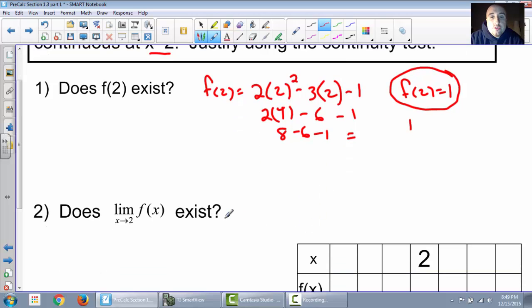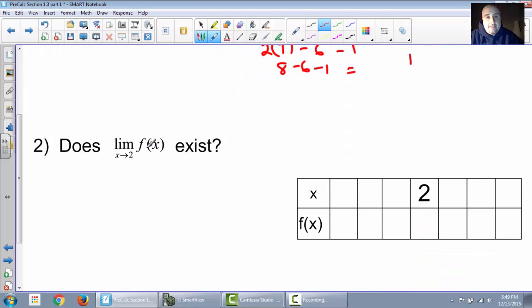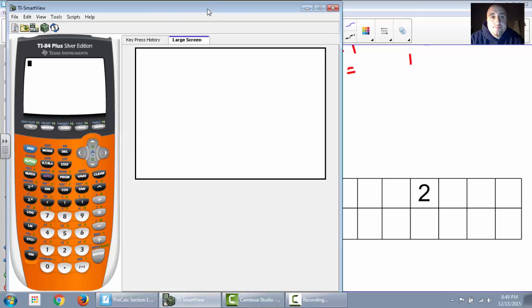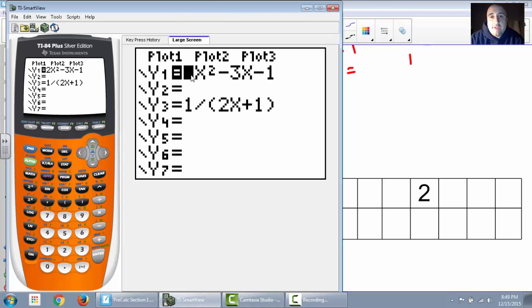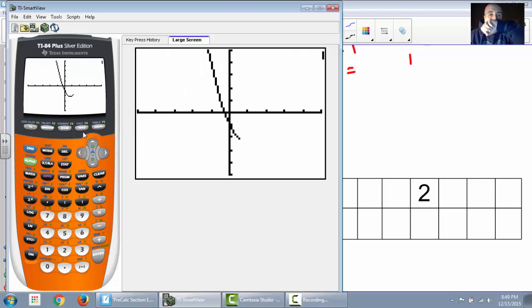All right, part 2, it says, does the limit as x goes to 2 of f of x exist? So how would I find the limit? We're going to use our calculator for this part. What I've done is I've graphed 2x squared minus 3x minus 1. There's my graph. I can see here that at 2, my graph seems to work. It seems to have an answer here. So we're going to use our table. I'm going to go to second window.